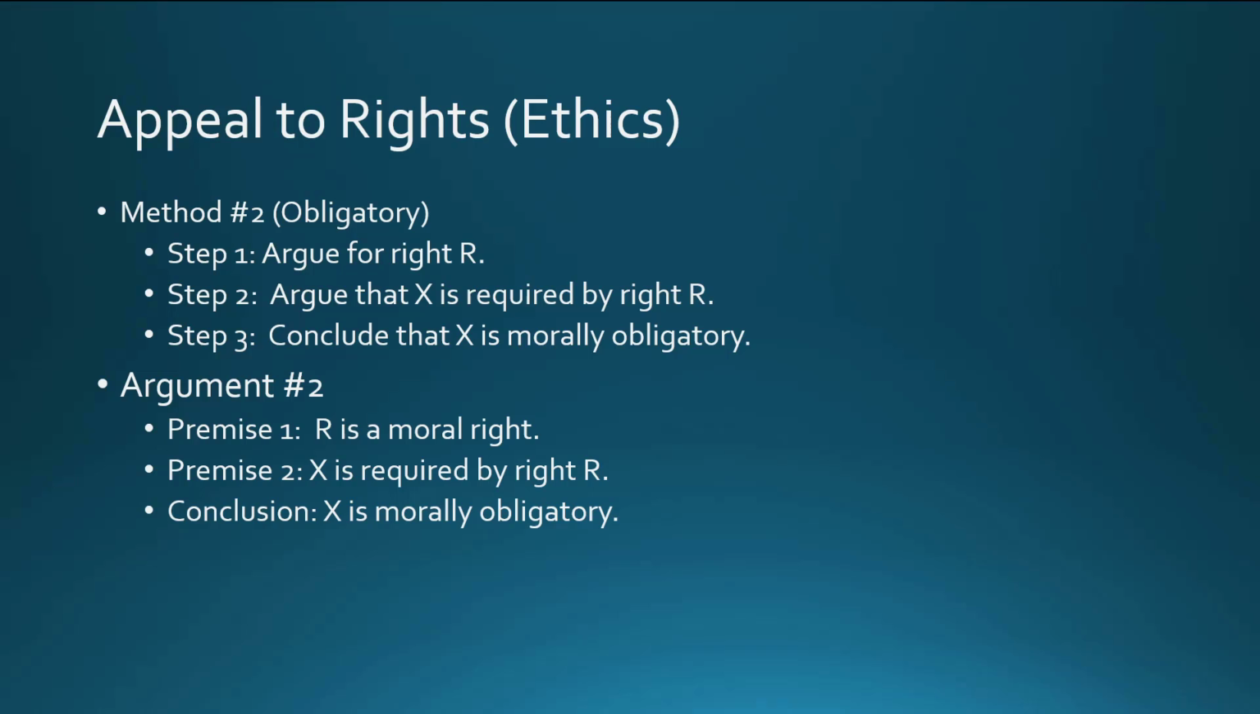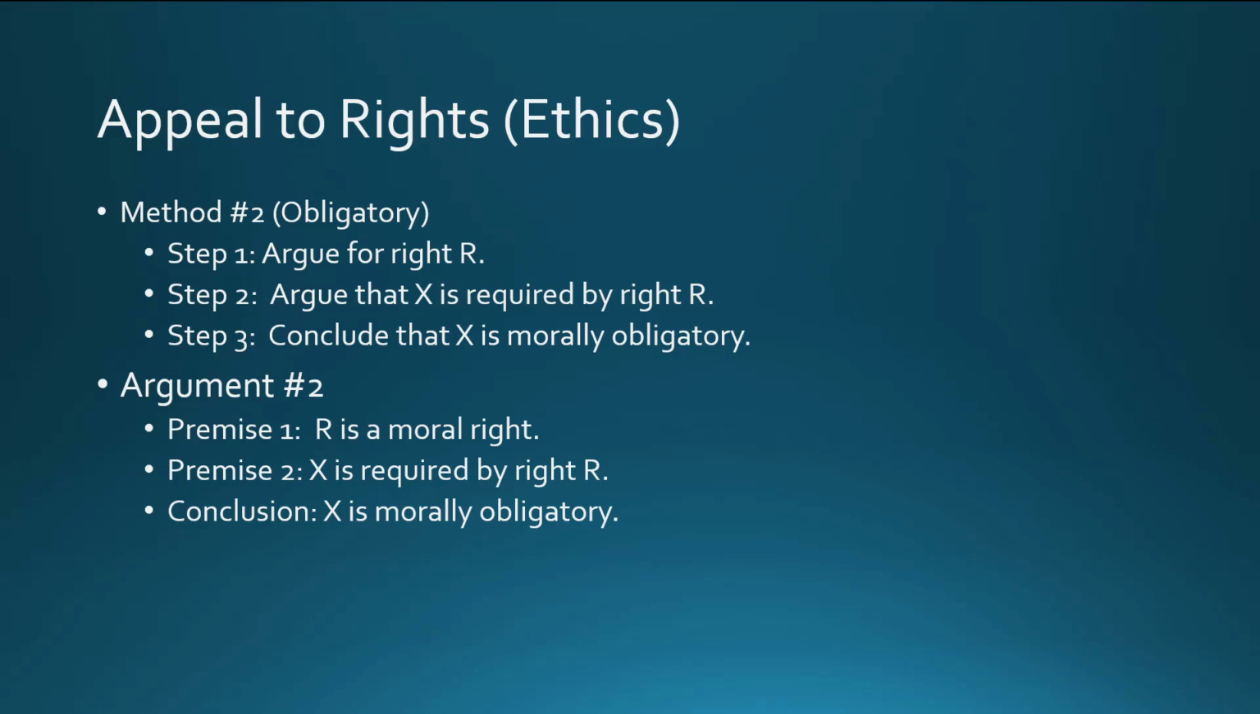So the first step is to argue for there being a particular right that requires something. And then you argue that a particular thing is required by that right. Therefore, you conclude that it's obligatory, that one must have that or have that provided. As an example, one might contend that people have a moral right to health care. And providing health care would be required by this right, perhaps by the state. And then you conclude that the state has a moral obligation to provide this.